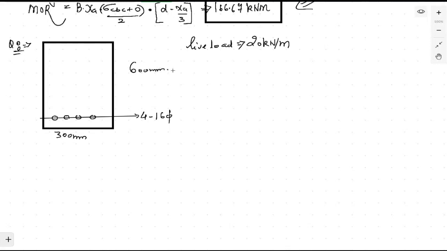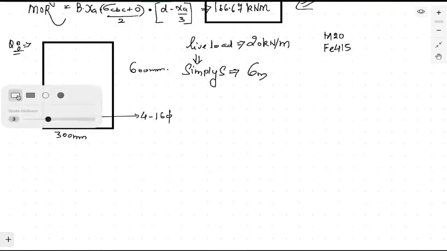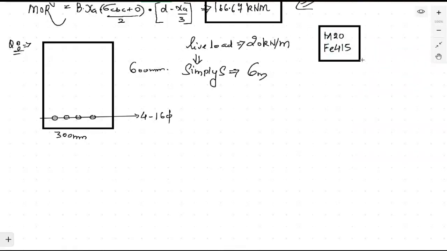Fine. What you have to do is that they are saying that the beam is simply supported, which is having a span of 6 meters. Calculate the stresses developed and check for the safety if the concrete is M20 and Fe415. They have not said that this is the one used. They are saying that you have to check for the safety if we will use this particular concrete.